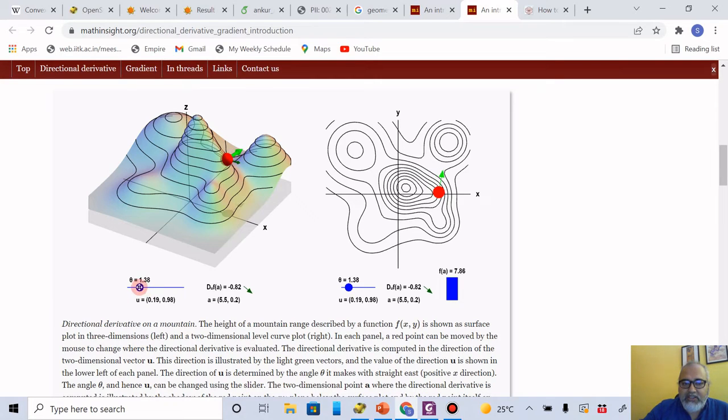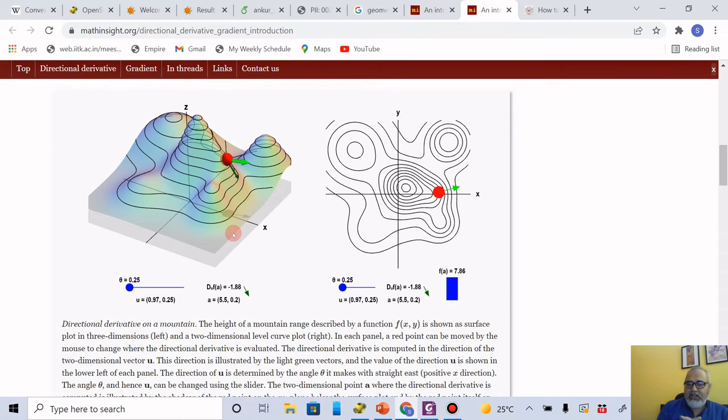So I can keep changing the direction of this u, and you will see that this directional derivative also keeps on changing because the direction is changing, though the gradient of f at this point has one value. So this is just to remind you about the directional derivative.